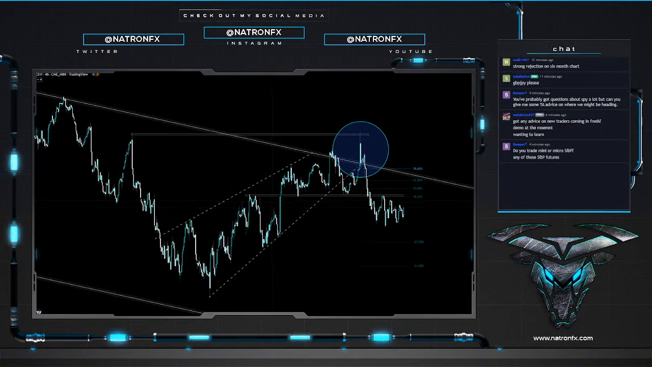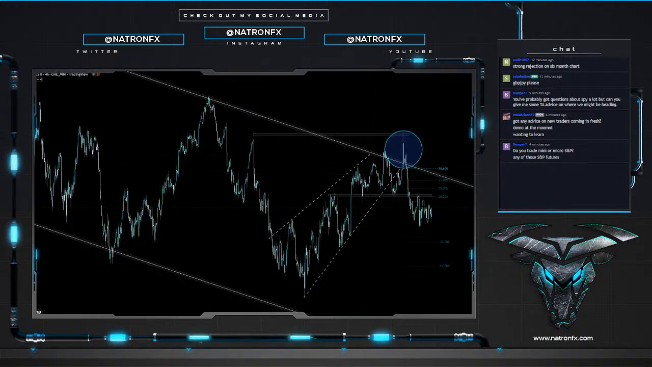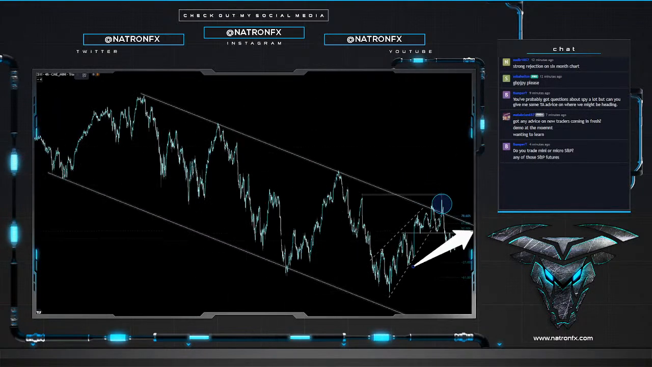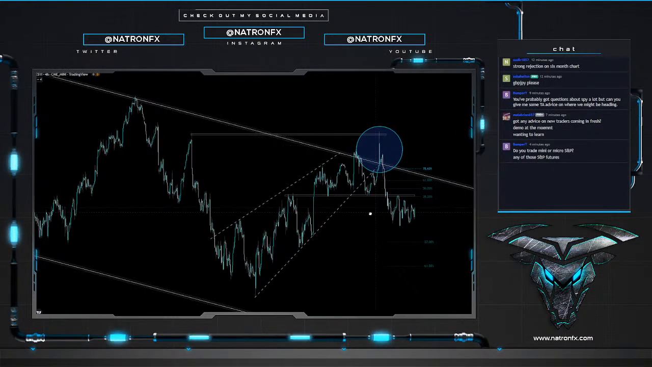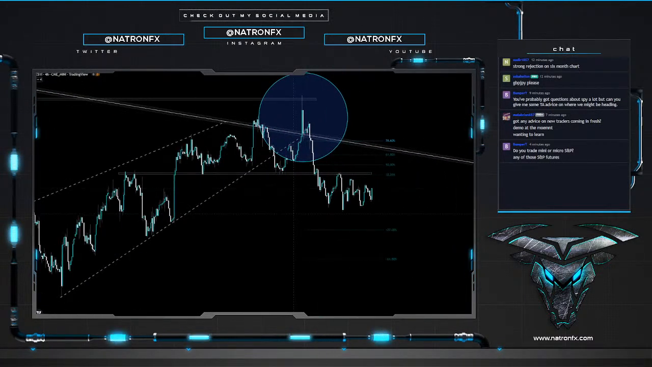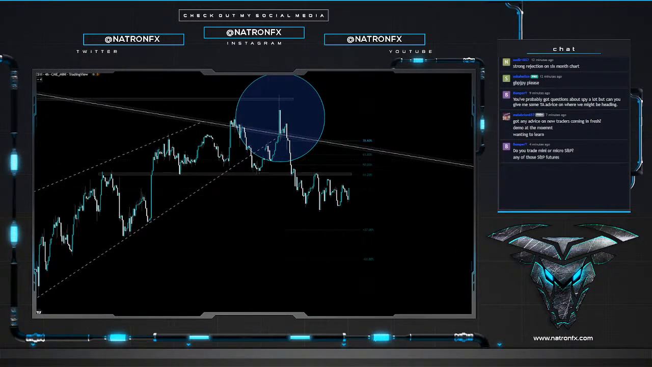Because everybody was seeing this area here. Everybody was looking at this area. I've seen it all over different YouTube channels, and everybody just had basically the same damn thing. And I feel like the big boys took advantage of that and got some money. We broke down below this level here. As long as we can stay below.